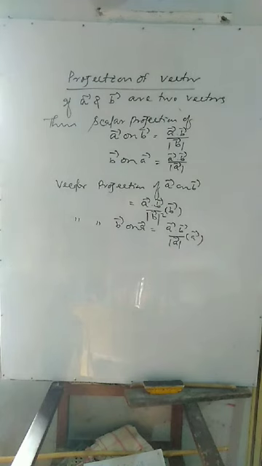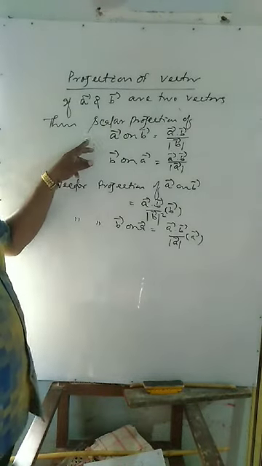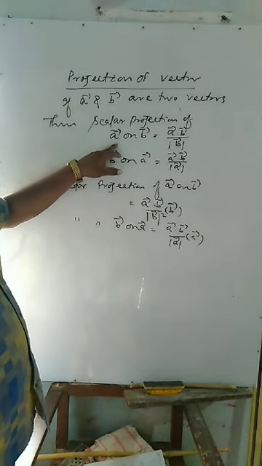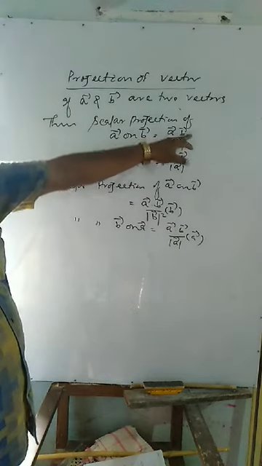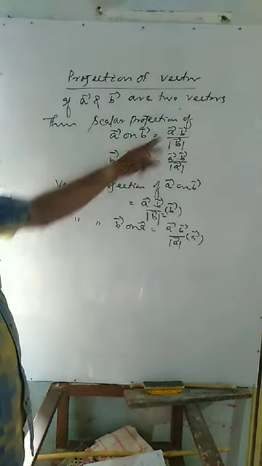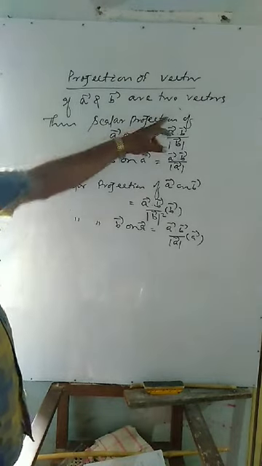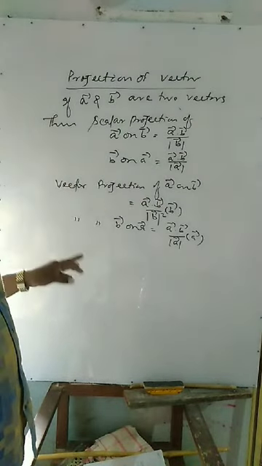Today we will discuss the vector projection and scalar projection. So there are two types of projection. One is the vector projection, second is what? Scalar projection. Here A and B are two vectors. For A and B, the scalar projection of A on B equals A dot B by the magnitude of B vector. Similarly, the scalar projection of B on A equals this one.